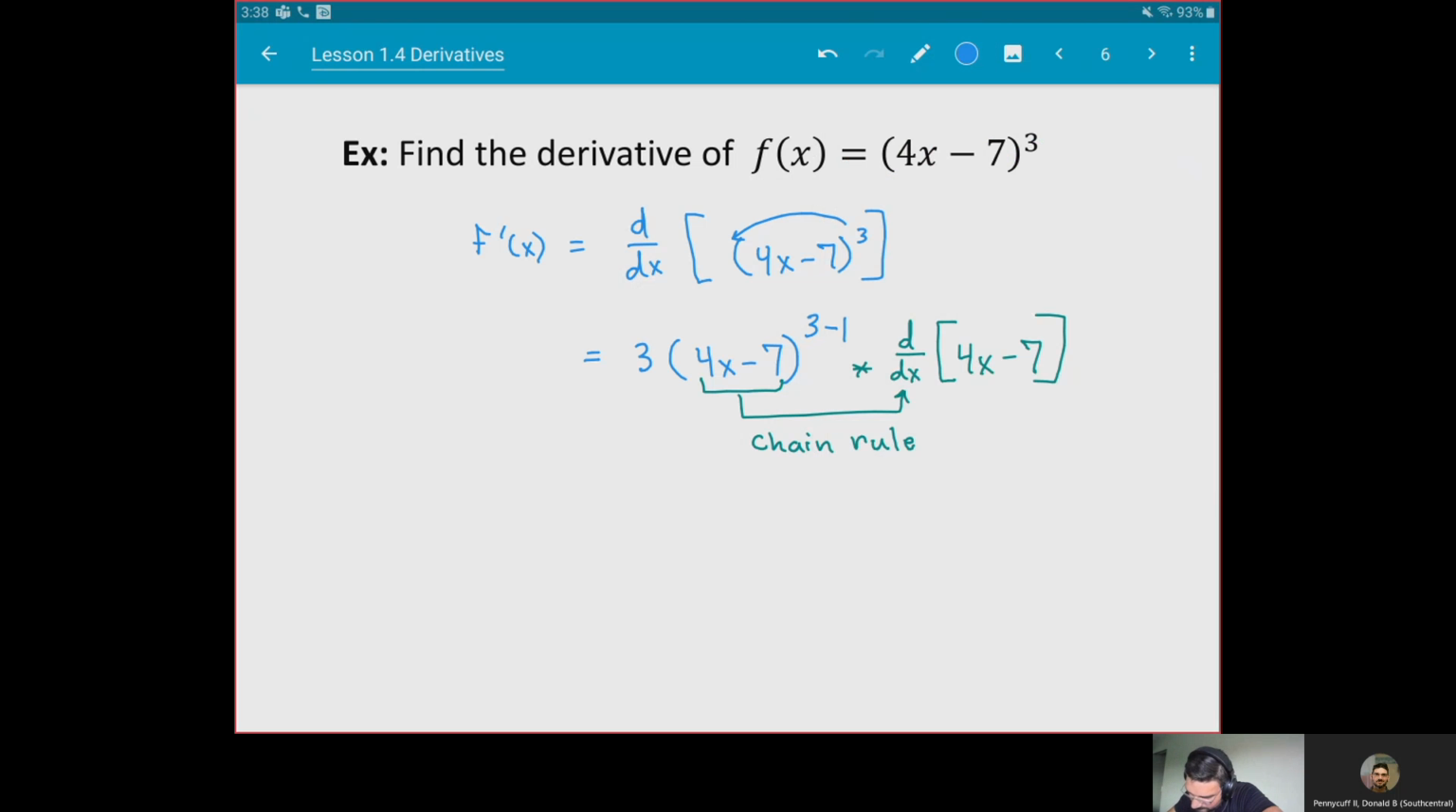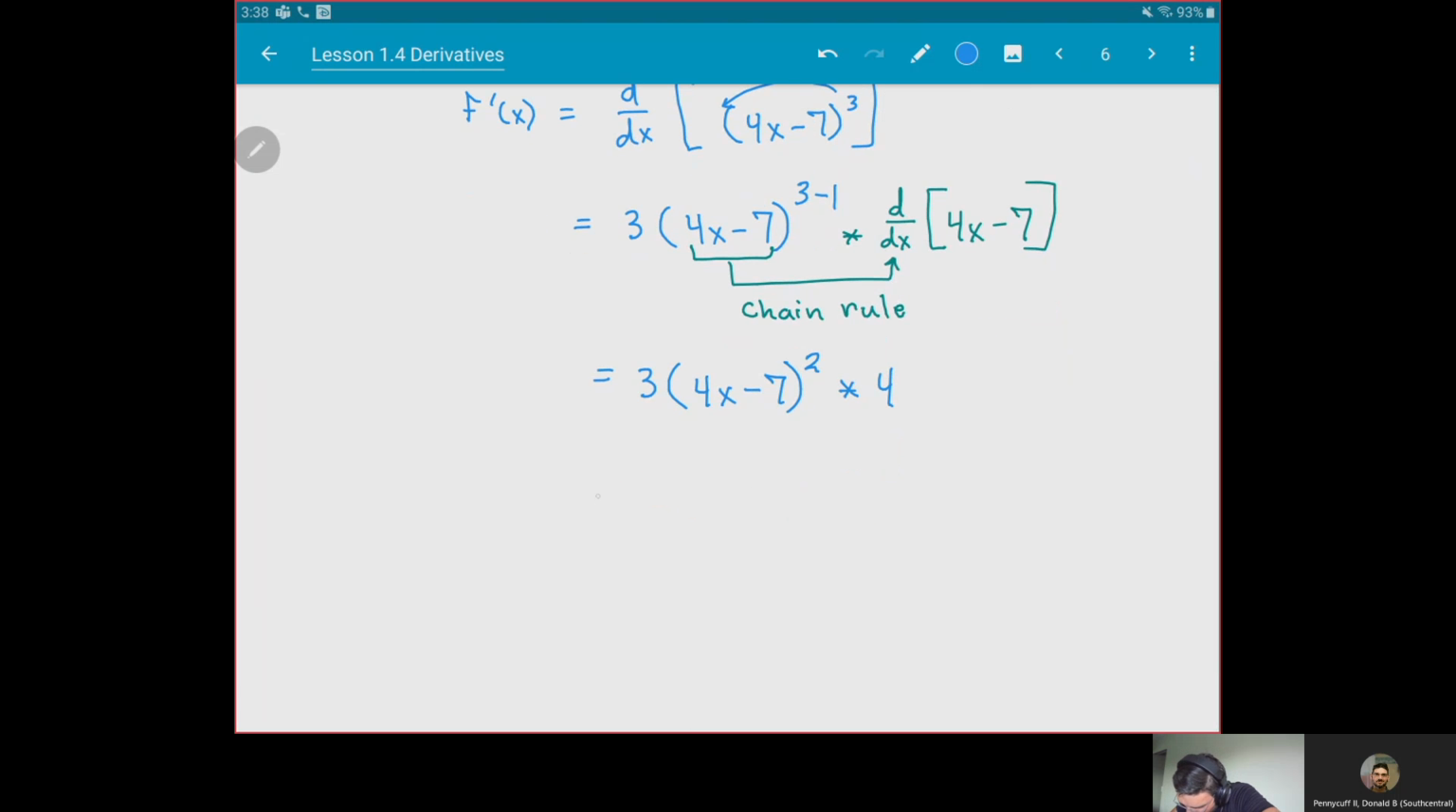All right. So this is going to give us 3 times 4x minus 7 to the second power times 4. Putting the 3 and 4 together gives me 12 times 4x minus 7 squared. Okay. And so that right there is our formula for the derivative. And all we have to do is plug in a value for x, and that will tell us the slope at that specific moment in time.